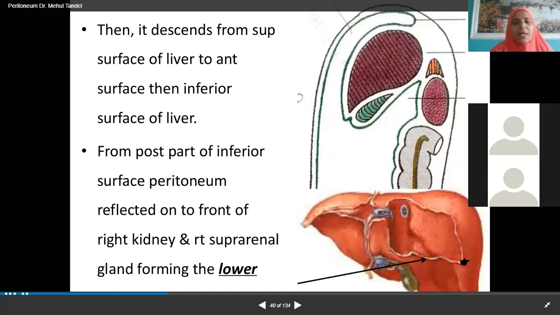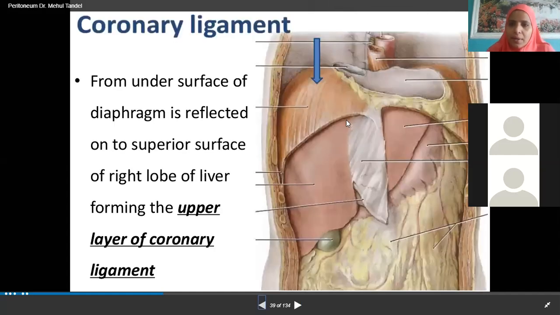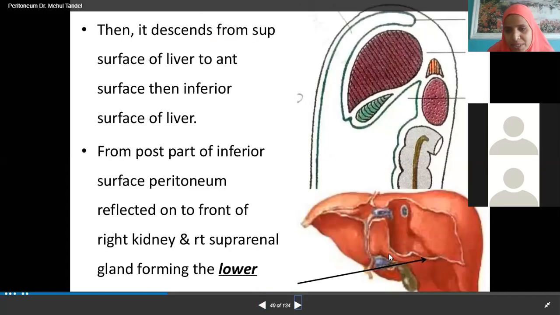I'll take you to the previous picture. See, it is the superior surface, then this coronary ligament covers the anterior surface, then it covers the inferior or visceral surface of the liver. That means it continues its journey and it comes like this. So this is the superior layer of the coronary ligament. This is the inferior layer of the coronary ligament. Between the two layers of the coronary ligament, we are not finding any peritoneal covering. What is the name of this area where we do not have any peritoneal covering? Very good, bare area of the liver.